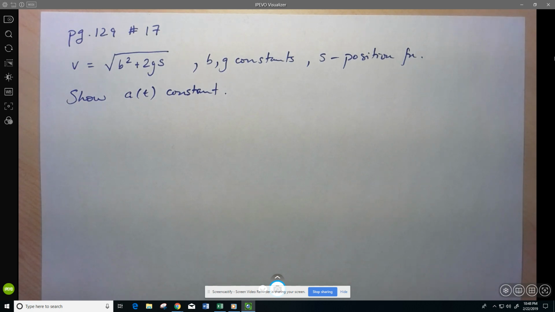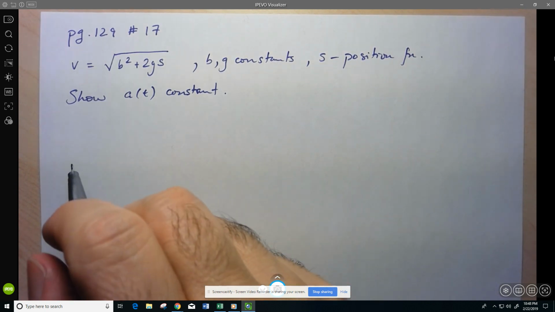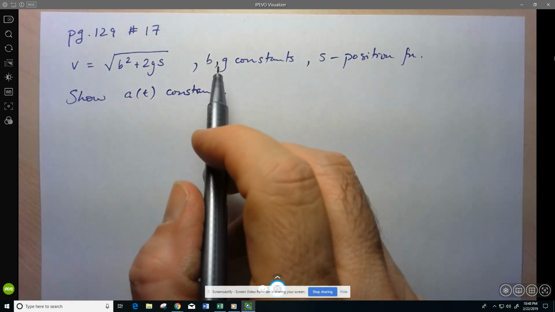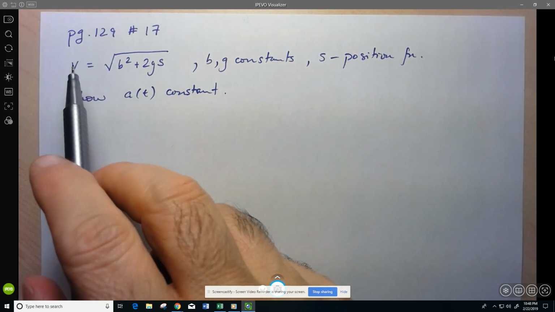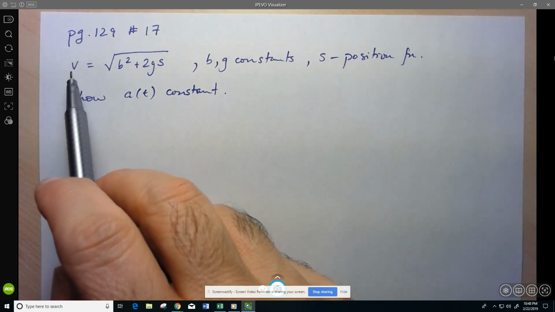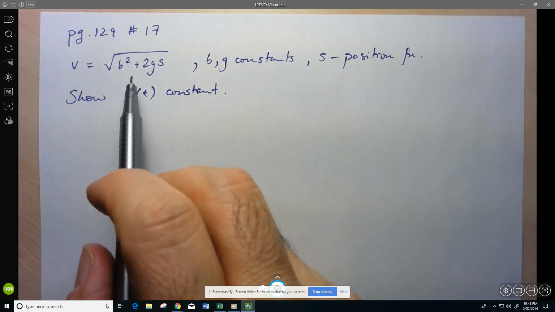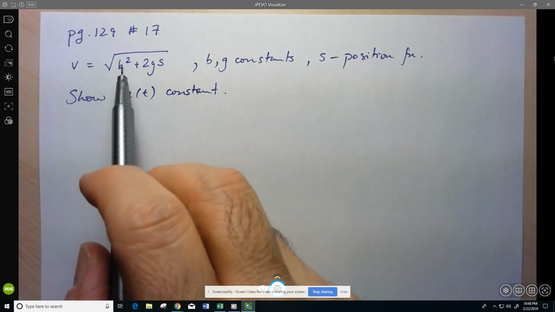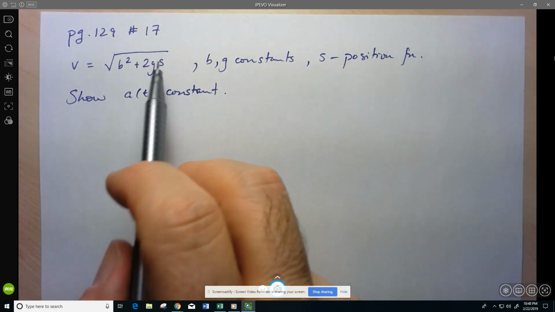Hi folks, we're going to take a look at number 17 from page 129. So they give us the velocity function for an object, and they tell us that b and g are constants. Now this is a little different because normally, and of course, velocity is a function of time, but we see that the variable inside the equation is not actually time. So it's a function of the position function, which also is a function of time.